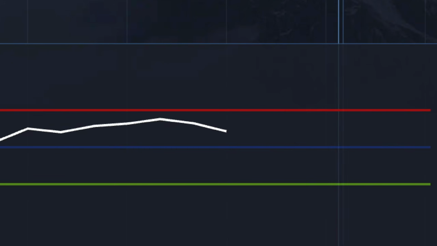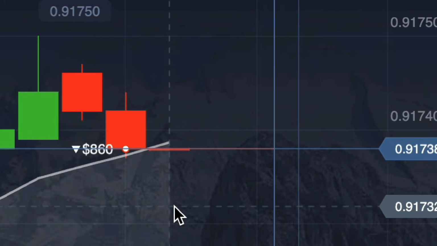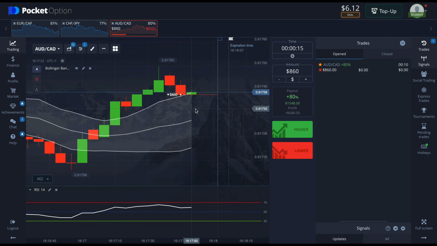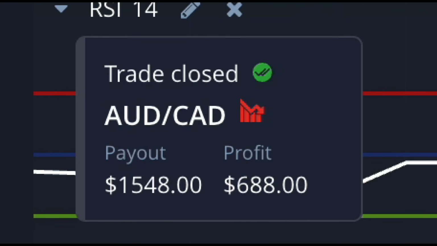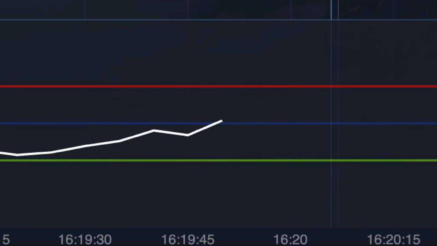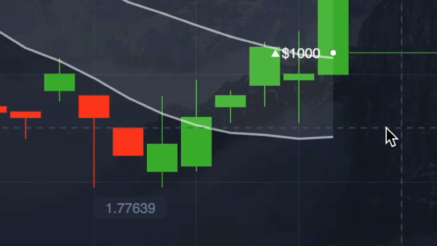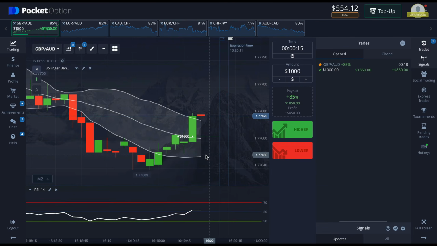Next entry, RSI overbought, broke the Bollinger Band some pips, so it's a signal in the down direction. Profit again, beautiful. Again, RSI is going up, Bollinger Bands already breached. Signal in up direction, let's see.